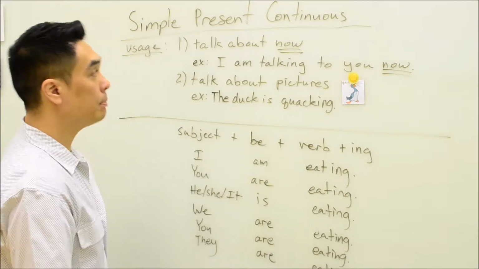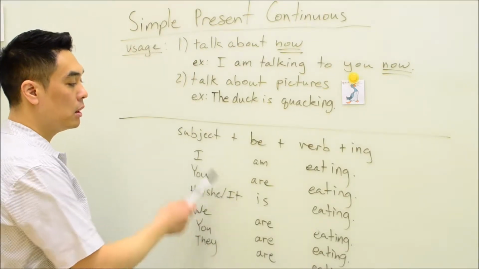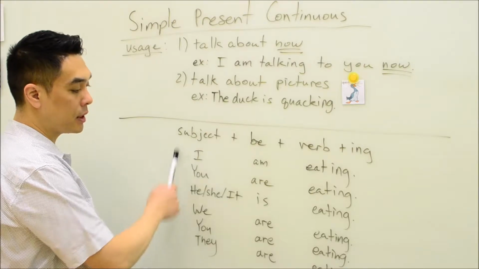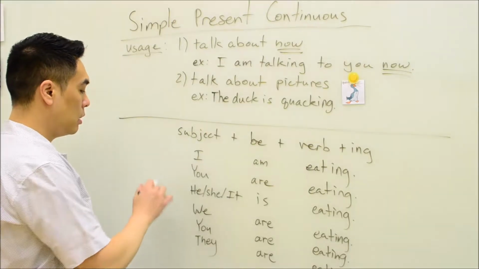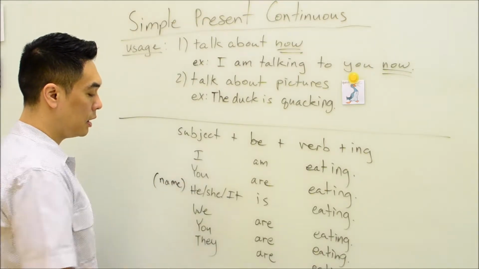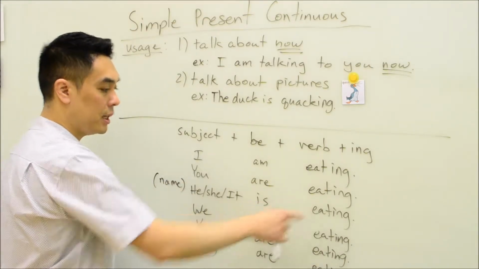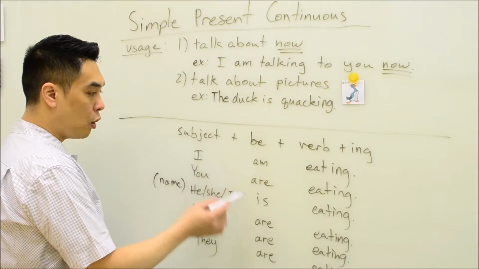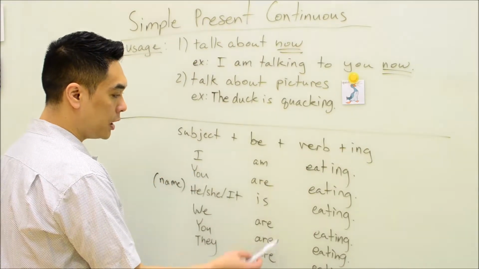How do we make simple present continuous? Well, let's take a look at our pronouns again. Always use your pronouns. Remember, you can use this as a name as well. You can use Teacher Roger, right? Teacher Roger is eating. Let's take a look at it. The only thing that really changes here are two of them.